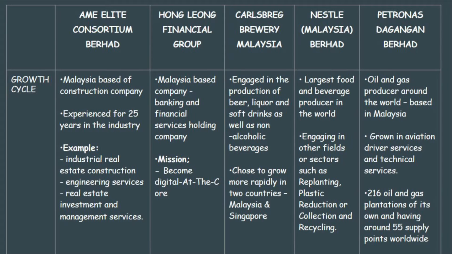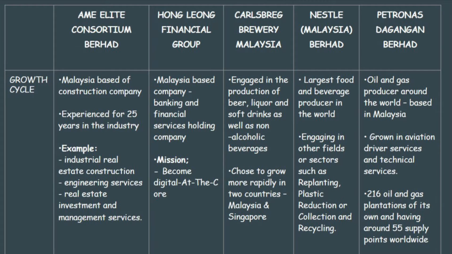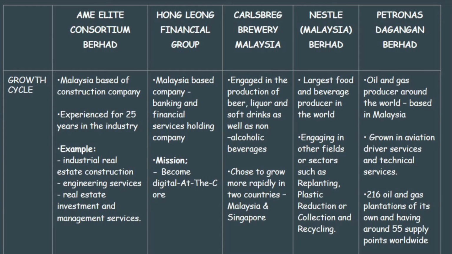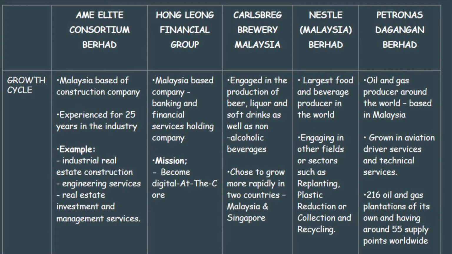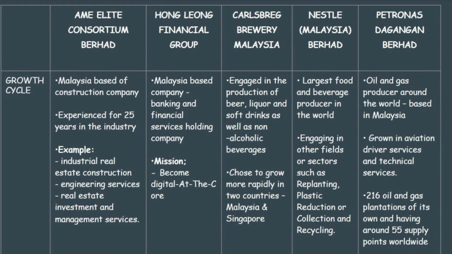Okay, in terms of growth cycle, clearly AME Elite Consortium Berhad is a construction company based in Malaysia, and in general they have experience operating in this sector. This has reached over 25 years, and their experience shows a high level of ability, where they are not only focused on their main business but have also successfully engaged in other businesses. As examples here: industry, real estate construction, engineering service, and also real estate investment and management service.